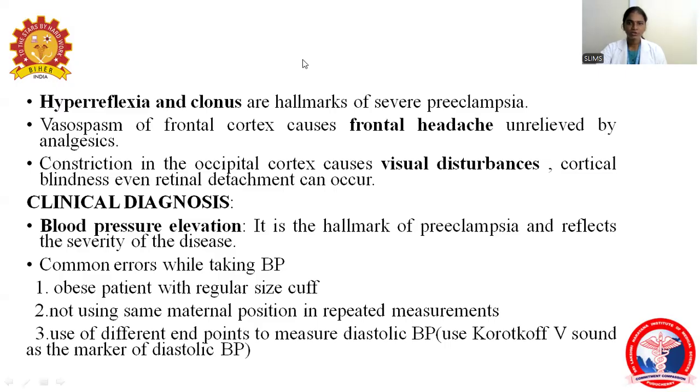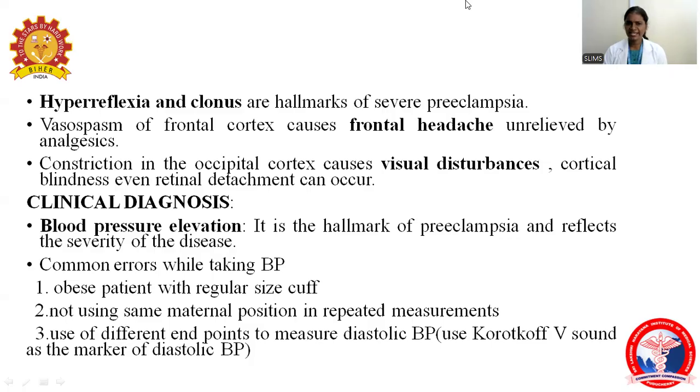Hyperreflexia and clonus. In the brain, hyperreflexia and clonus are the hallmarks of severe preeclampsia. Vasospasm of the frontal cortex causes frontal headache unrelieved by analgesics. And constriction in the occipital cortex causes visual disturbances and cortical blindness; even retinal detachment can occur.